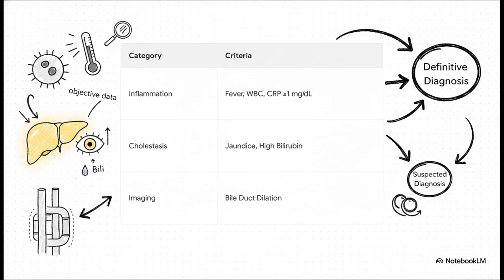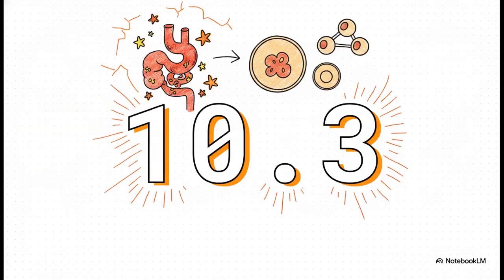By focusing on objective data, like a wonky white blood cell count or elevated LFTs, we don't have to sit around waiting for the patient to actually complain of pain. Here's a quick mnemonic note for your mental whiteboard.